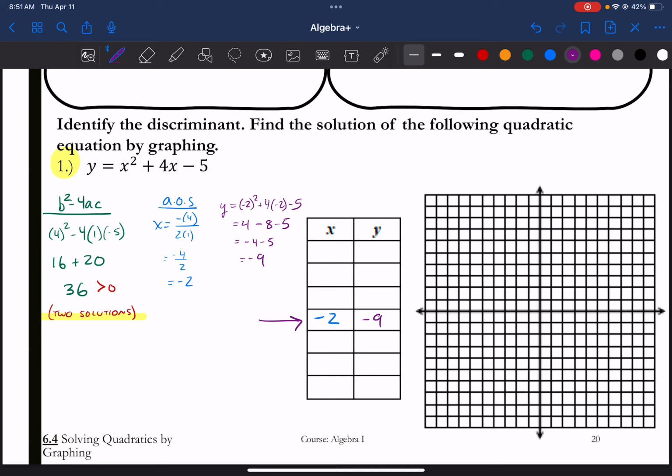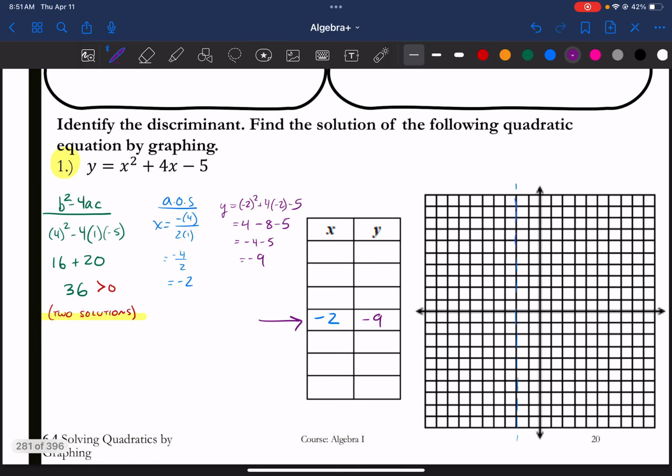Now, usually I would write that as an answer, but I'm not worried about that right now because I need to find what those 2 solutions are. Where are those 2 x-intercepts, those 2 zeros, those 2 roots? So I graph that line for the AOS.